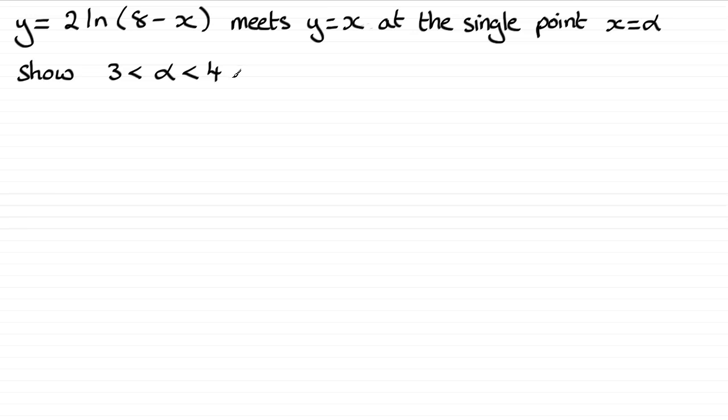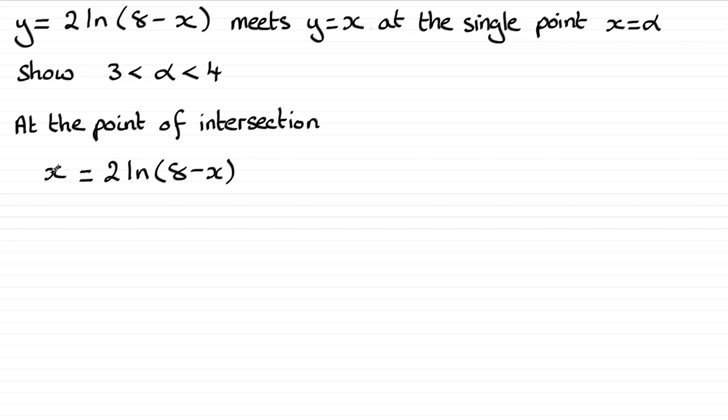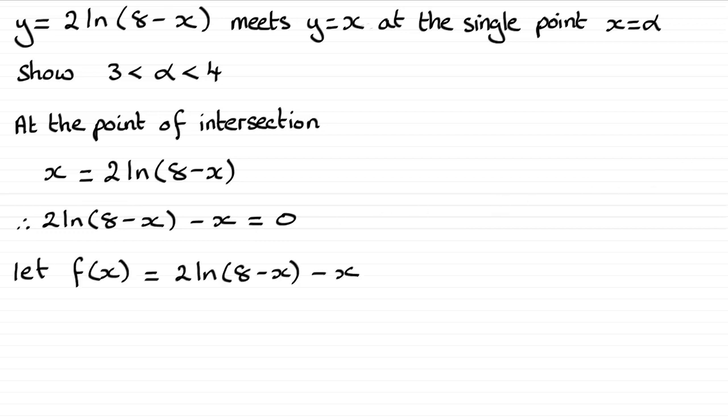What I need to do is state that at the point of intersection we know that the y values are going to be equal. So at that point of intersection, x will equal 2 times the natural log of 8 minus x. And then I'm going to subtract x from both sides, so I get an equation that equals 0. And I'm going to let the left-hand side of this equation be f of x. So we've got f of x equaling that left-hand side.